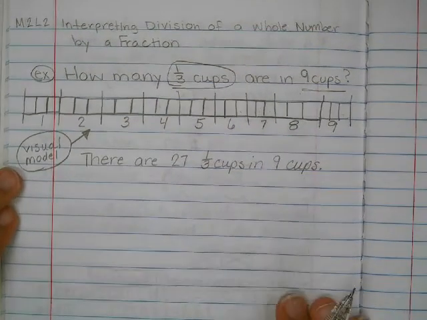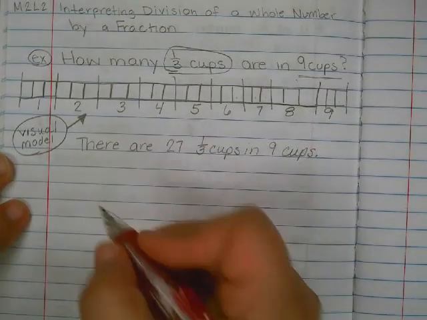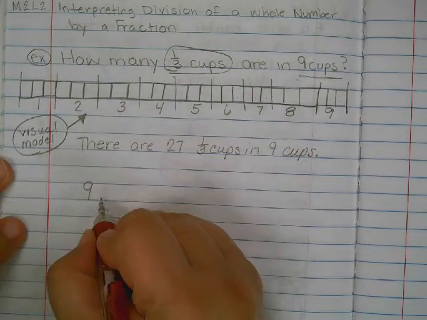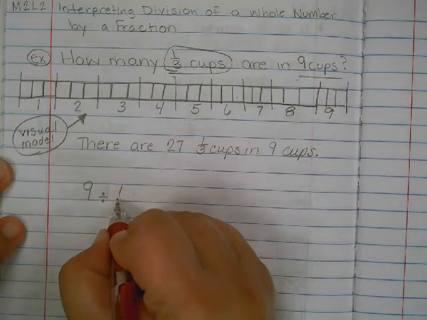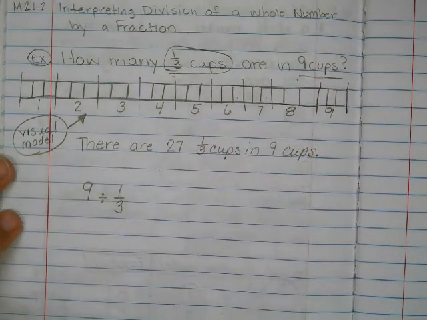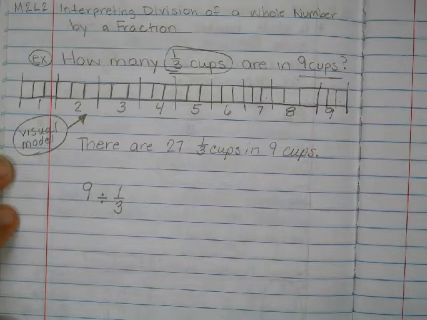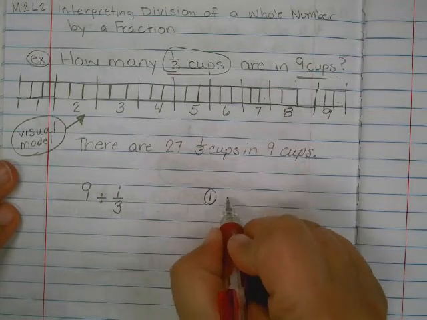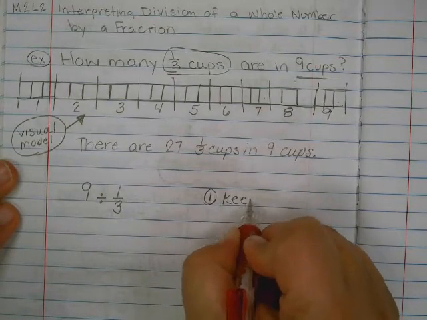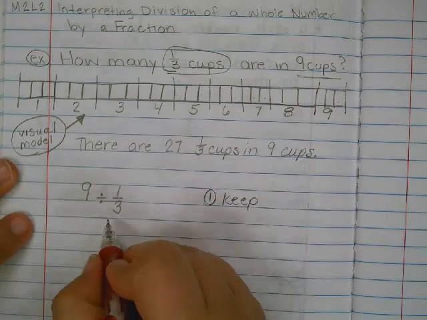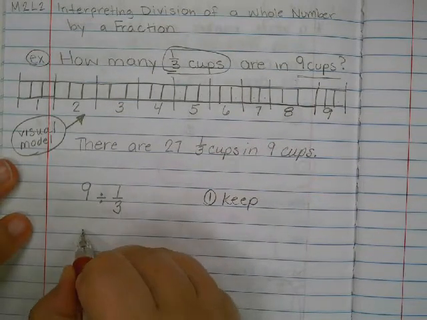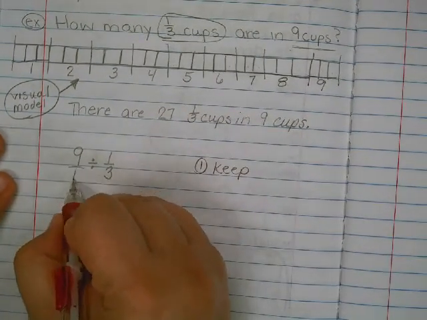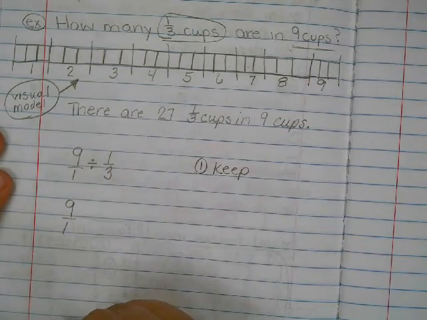Now I'm going to show you how to do that as an equation. So what I'm doing is I'm going to take my whole number, which is 9, and I'm going to divide that by 1/3. And we're going to use our same steps as we did when we divided a fraction by a whole number. So my first step was to keep what was first. So I'm going to keep my 9. And remember, anytime I have a whole number, I can put it over 1. So I'm just going to go ahead and do that.